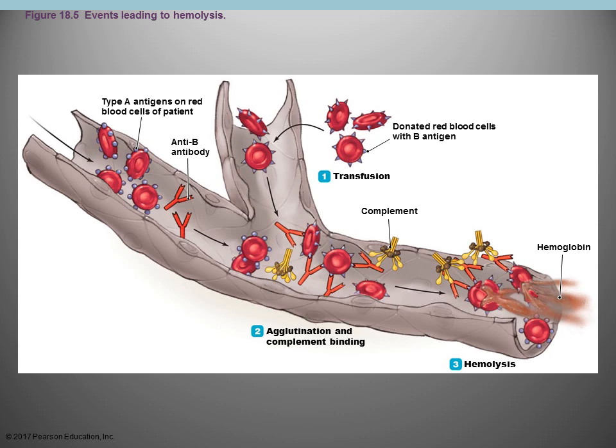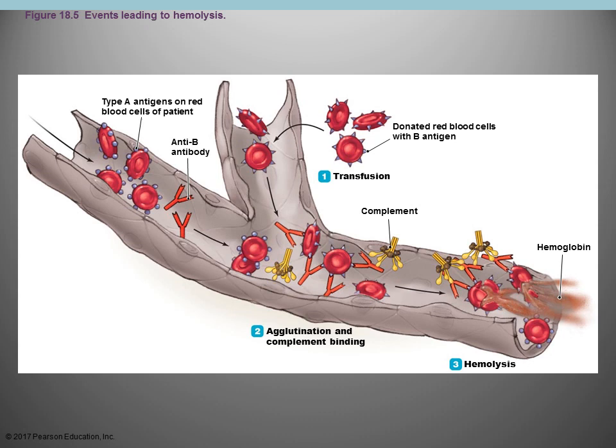They do not have to have pre-exposure. Now in this picture, it is showing you that the person has received a transfusion and they've been given type B blood. Type B blood has a B antigen, or a B marker, on the surface of that red blood cell. So what happens when that blood enters into this type A blood patient?